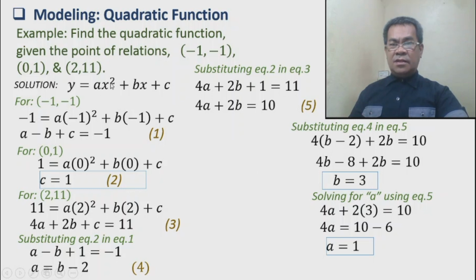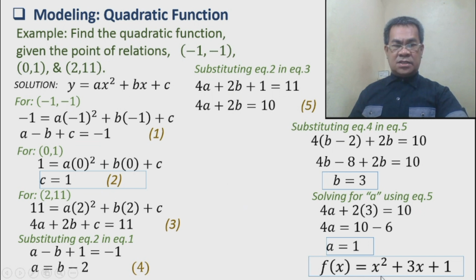Therefore, substitute these into the general equation of the quadratic function. So we have the function of x is x squared, because A is 1, and B is 3, so 3x, and C is 1. So f(x) = x squared plus 3x plus 1. This is the answer to the problem.